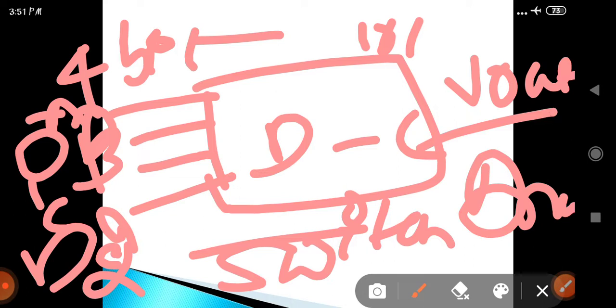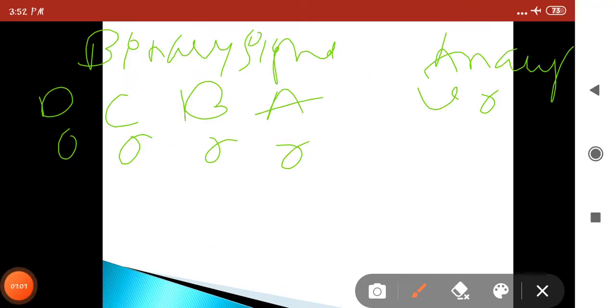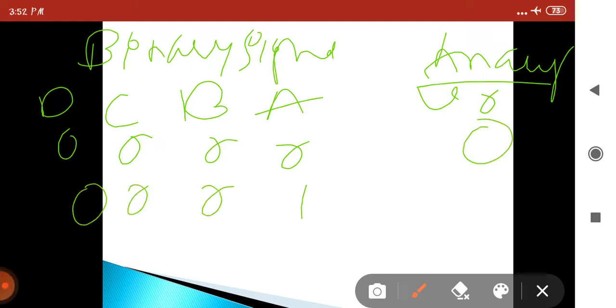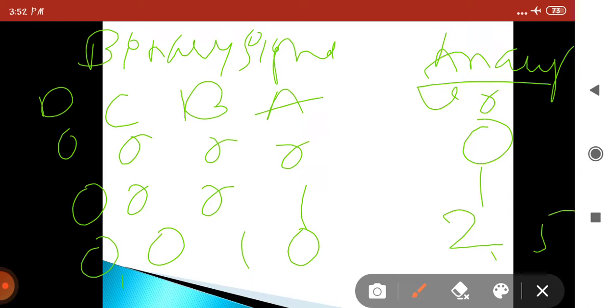I am going to see that one. This is the truth table I am going to write. These are the binary signals, and this is the analog signals. It is 0 0 0 0, 0 0 0 1 is a 1, 0 0 1 0 is a 2, till you have to write the 15. 1 1 1 1 can be written like that. It is the list of the binary to analog conversions.